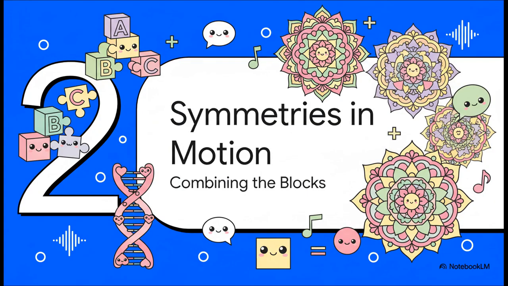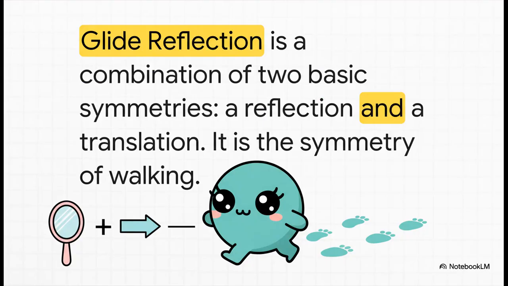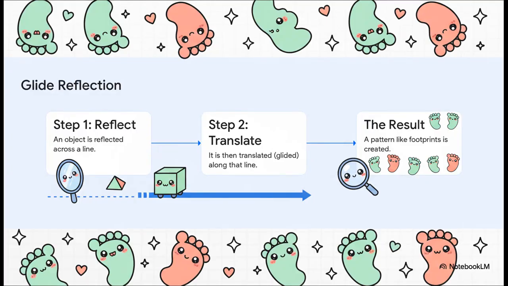But this is where it gets really beautiful. Just like with any language, you can combine these simple words to form more complex sentences and to create these incredibly intricate patterns. So our first combination is one we all perform every single day without even thinking about it. It's called glide reflection, and it is, quite literally, the symmetry of walking. Seriously, look down at your feet next time you're walking. Your left footprint is a mirror image of your right.